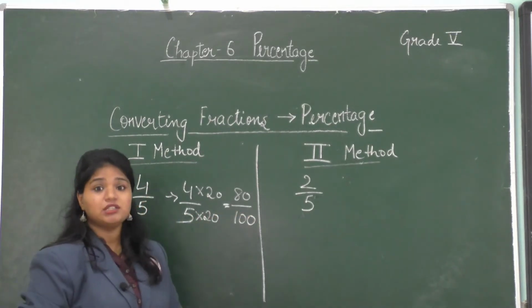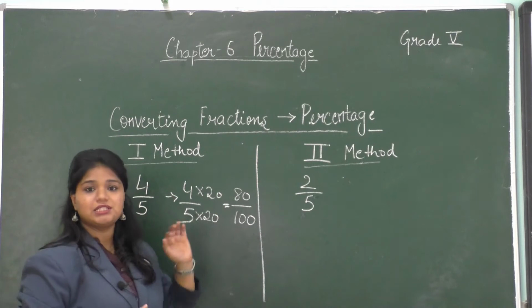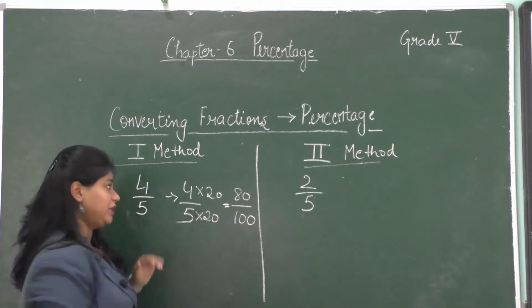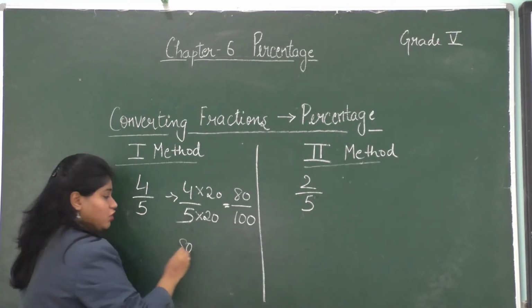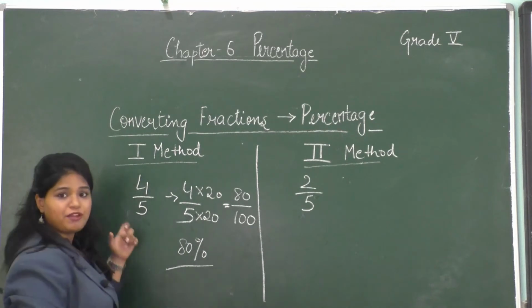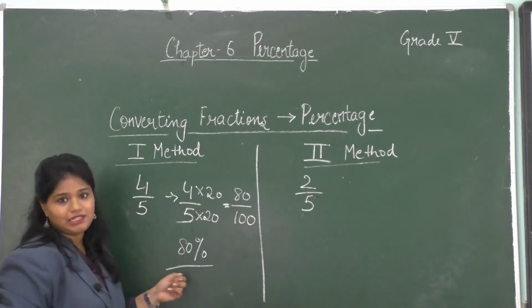Now previously we learned how to convert fractions with the denominator as 100 into percentage. So we will just omit the denominator and write the numerator along with the percentage sign. So the fraction 4 by 5 into percentage is 80%.